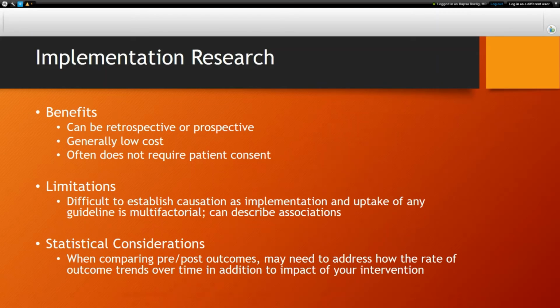Limitations are you're not establishing causation because by definition, this is usually an observational study, although you could study the implementation of a protocol. But again, then you're going back to it being potentially a randomized trial or a cohort study looking at a specific intervention, so you're looking at the effect of that. The main thing with statistical considerations is when you're comparing pre and post outcomes, often this is based over time because you're looking at implementation. And so you might have to think about how trends over time are accounted for in your analysis.